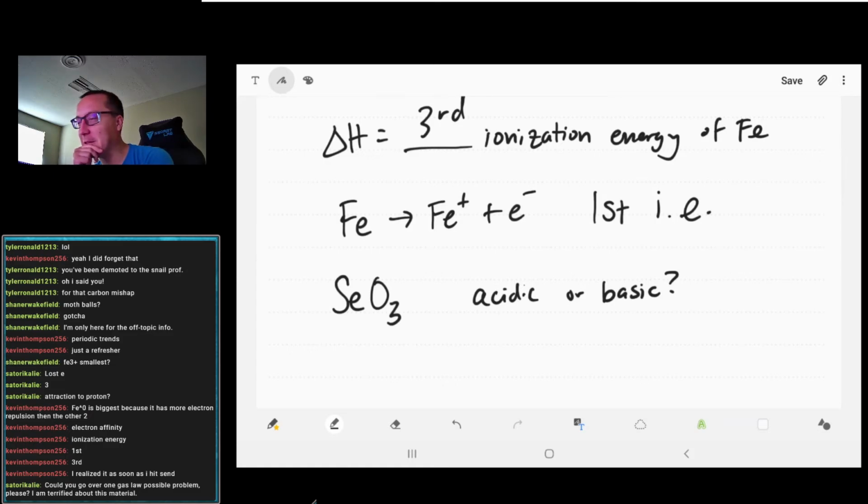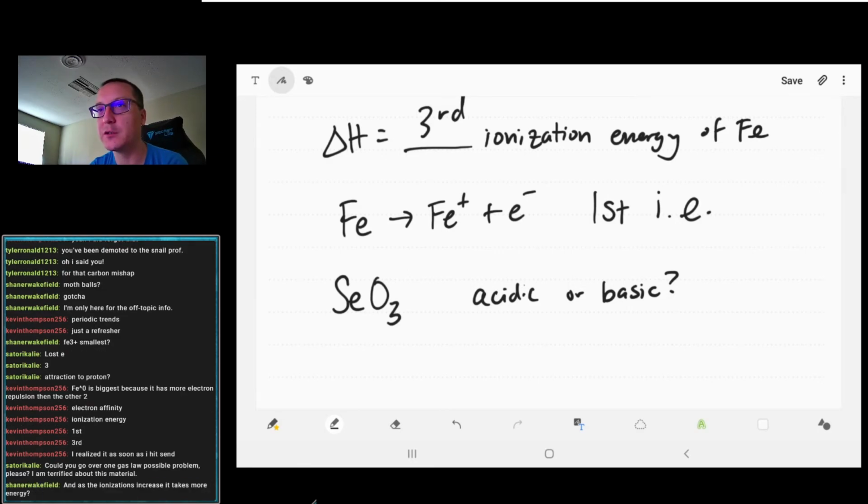Yeah, we could do a gas law. Let's just do one or two more periodic trends. Ooh, depends, Shane. Sometimes yes, sometimes no. If you're just looking at losing one electron versus losing three electrons, losing one is always less energy. But if you're comparing the first ionization to the second or the third ionization, things get more hairy.